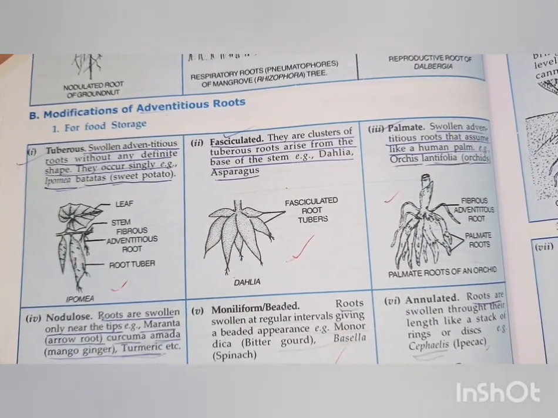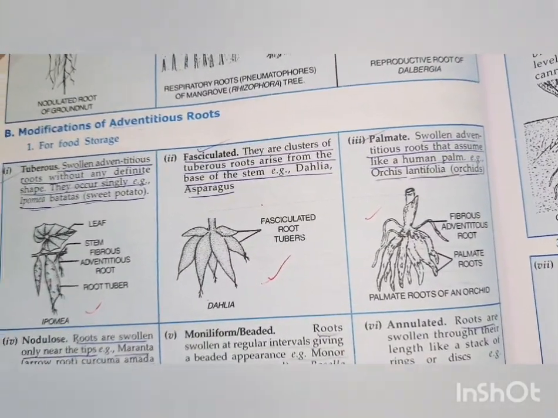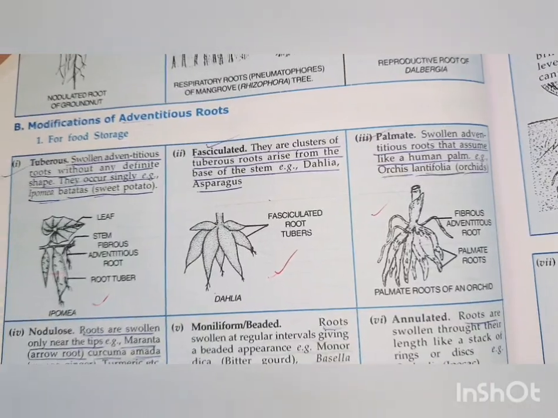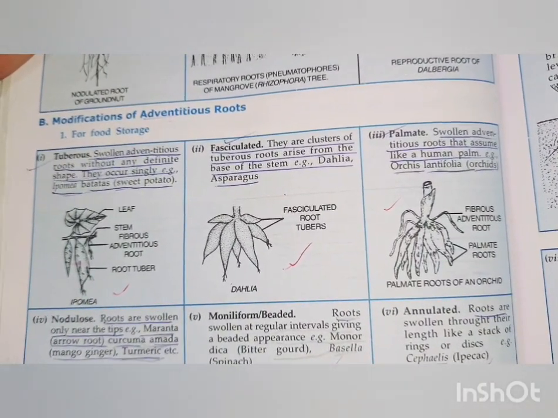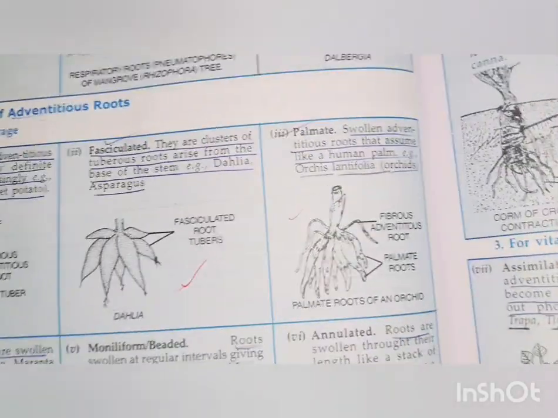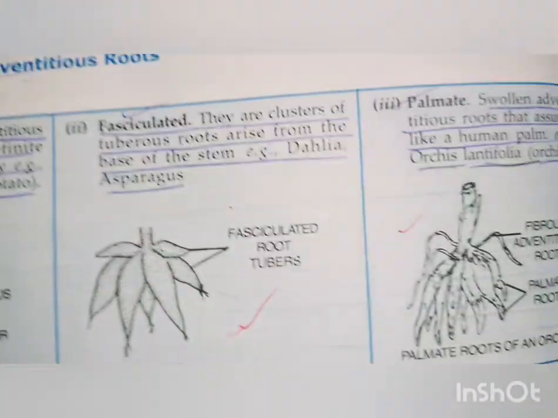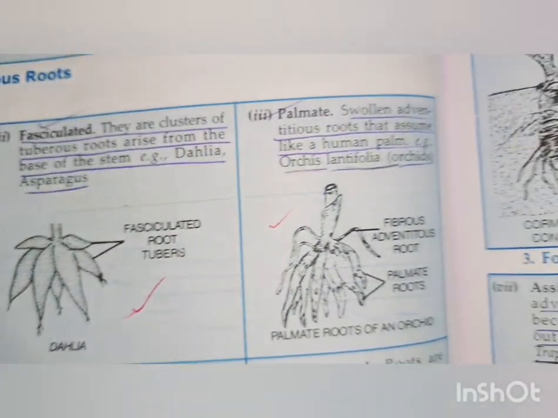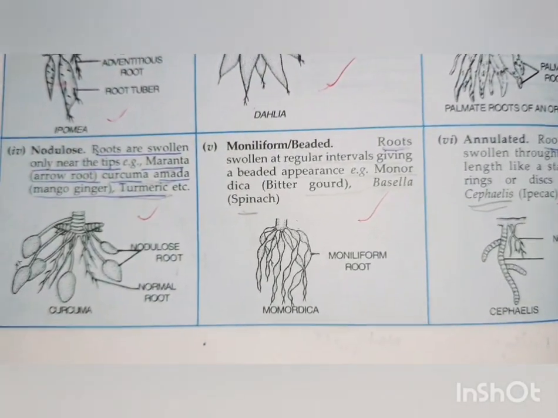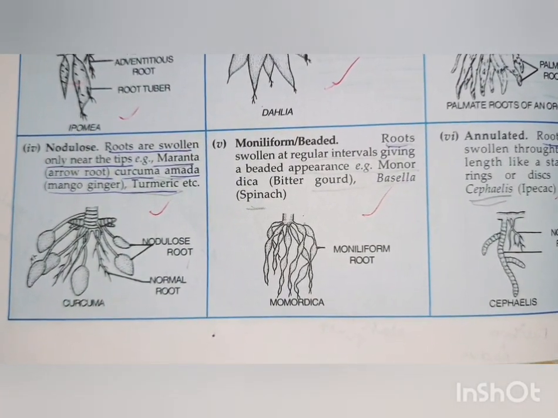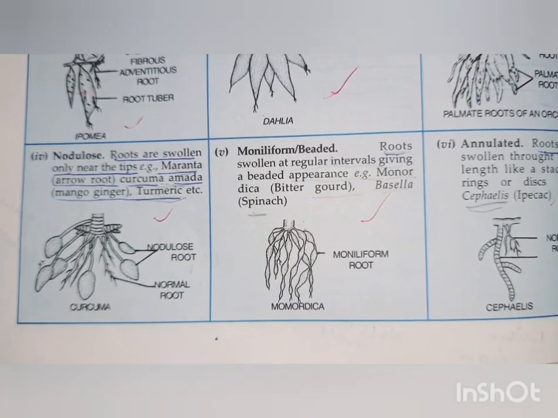and asparagus. Then palmate root, which are swollen adventitious roots that look like a human palm, present in Orchis latifolia. It is an orchid. So these are the structure of tuberous root, then dahlia or fasciculated root, then palmate root of orchid. Then nodulose roots are swollen near the tip, as present in Maranta, Curcuma amada and turmeric.